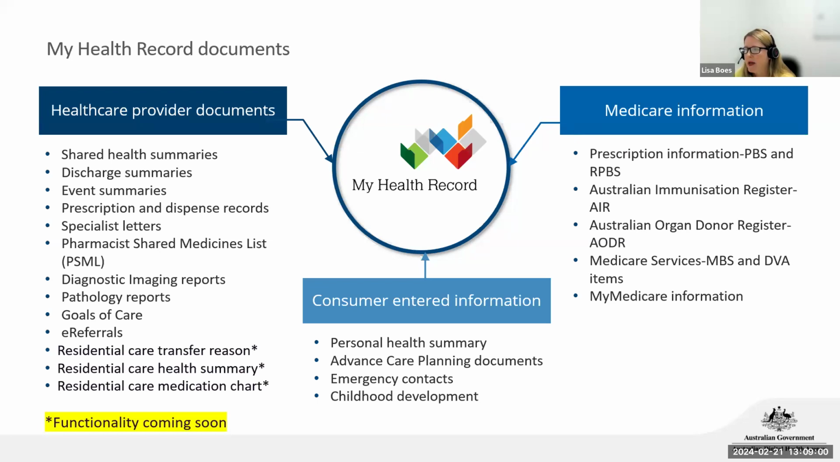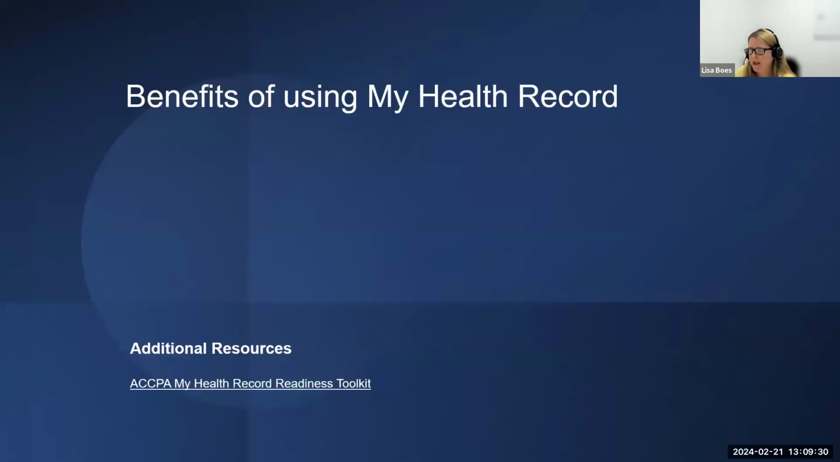And lastly, the residential care health summary. This is a document containing information about a residential care individual's environment, health, and care to support continuity of care during their transfer to a hospital. And I will be able to share a concept design of the residential care transfer summary towards the end of this video, toward the end of the meeting. Next slide, please.